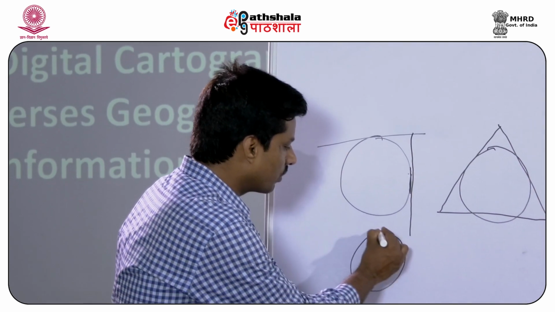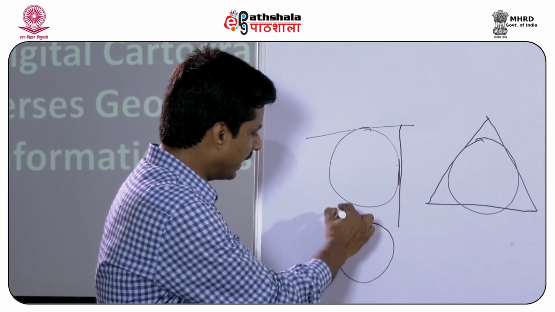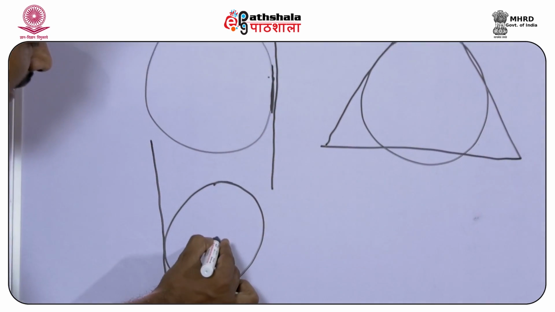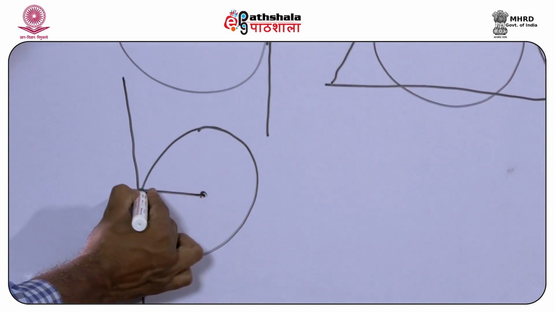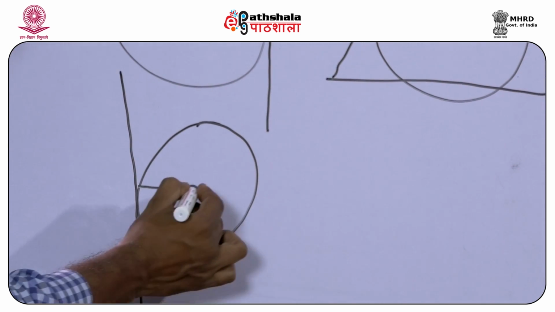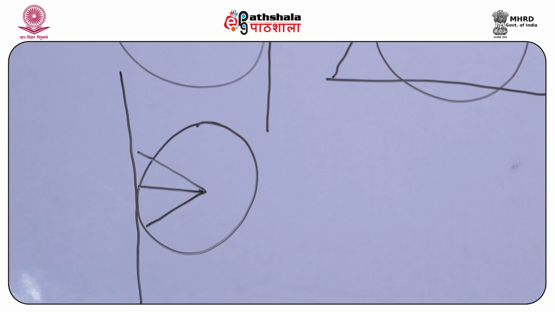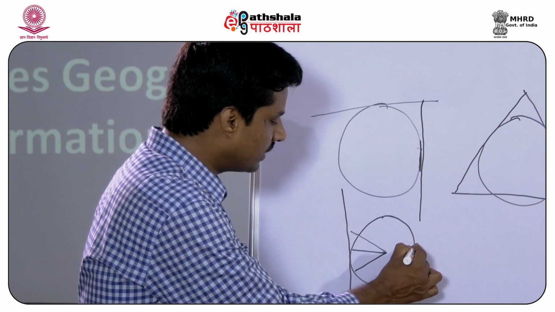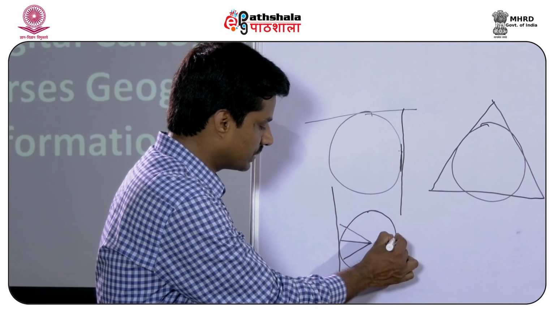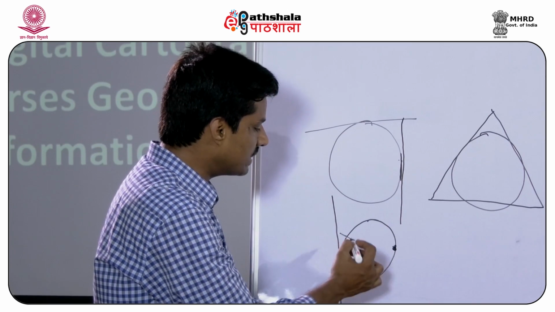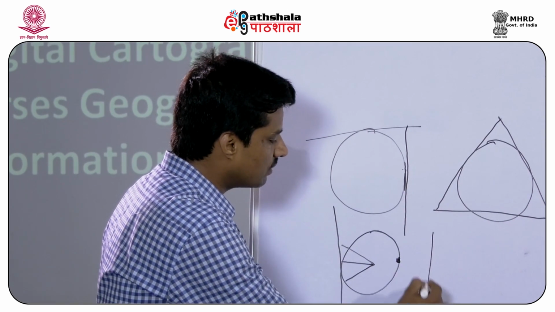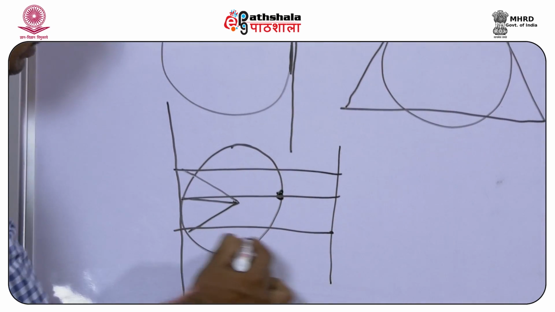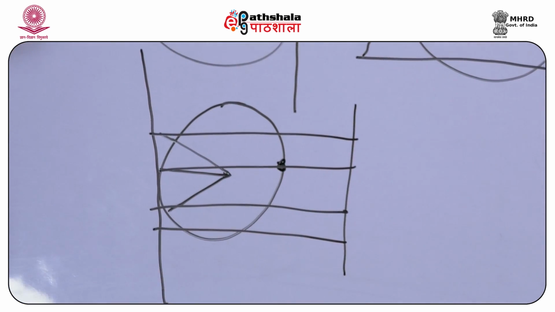Here we have a globe and a plane paper is tangent at this end. If the light is coming from the center of this globe, then it is known as gnomonic projection. If light is coming from the opposite angle, then it is known as stereographic projection. And if light is coming from infinity, somewhere from here, and the rays are parallel, then it is known as orthographic projection.